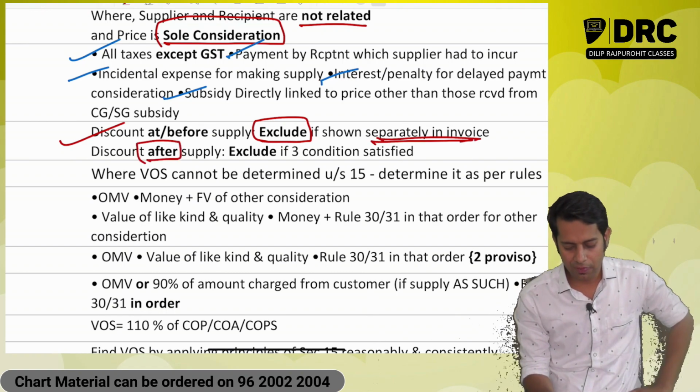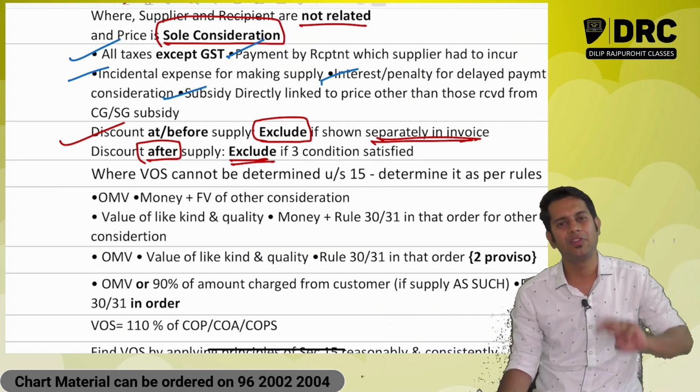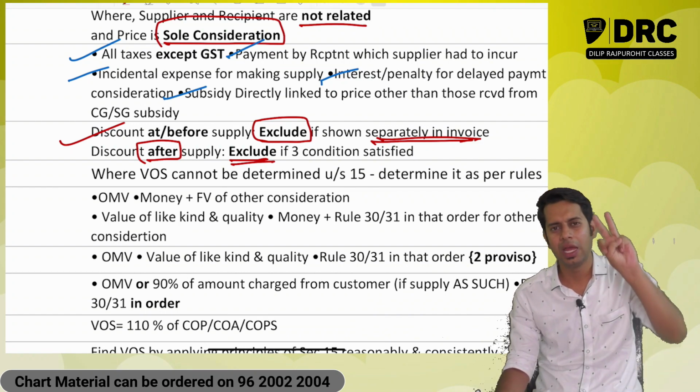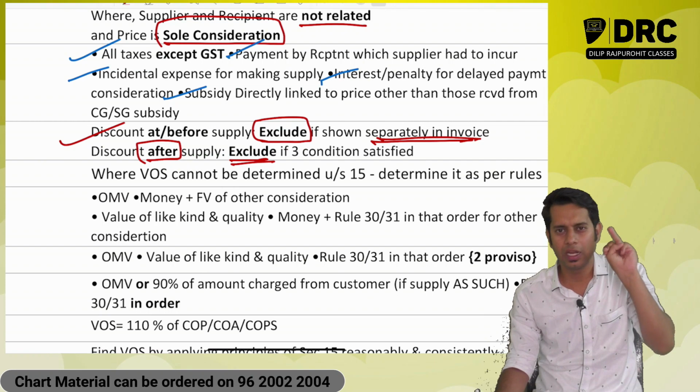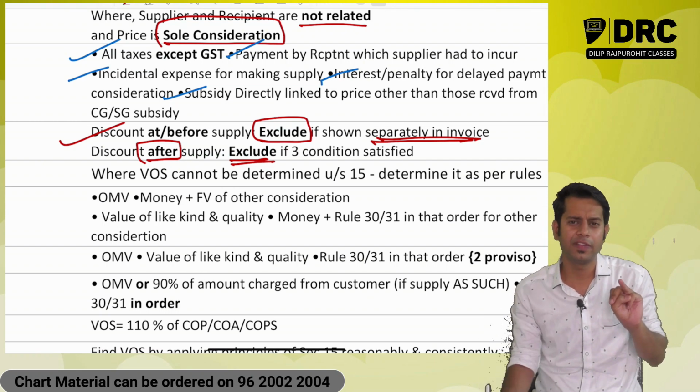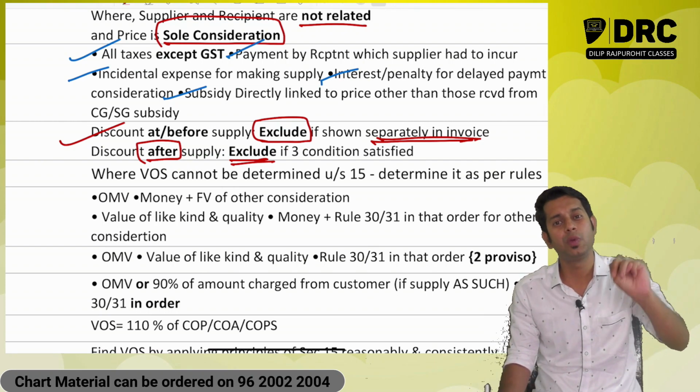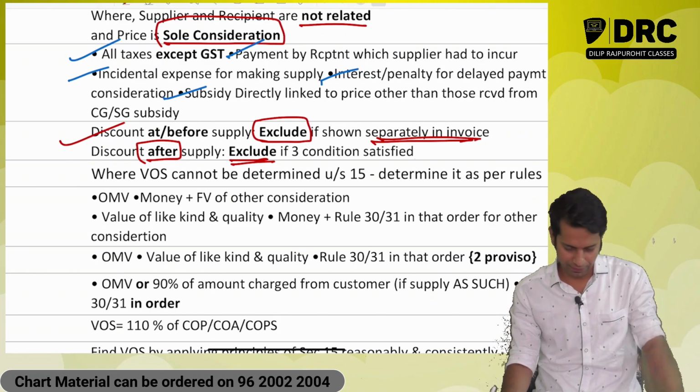If the discount is given after supply, it can be excluded from the value of supply if three conditions are satisfied. What are those three conditions? It should be agreed between the supplier and recipient. It should be linked to a specific invoice, and the input tax credit with respect to the discount portion should be reversed.